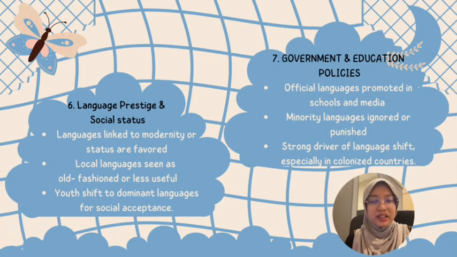The sixth factor is language prestige and social status. Languages that are seen as modern, educated, or international are often more attractive, especially to younger generations. If a local language is seen as old-fashioned or not useful, people may stop using it to fit in or to feel more successful. Thus, youth shift to dominant languages for societal acceptance.